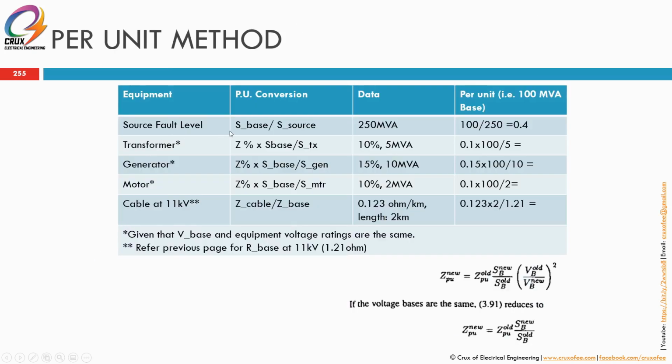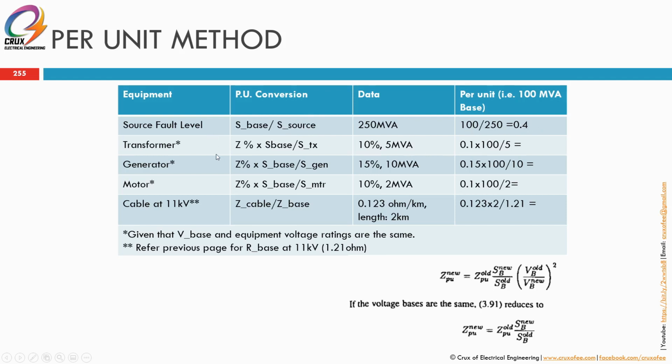So source fault level, this is if it's given by TNB. For example, you are incorporating TNB, they give you, okay, their fault level there is 23 kA, for example. So the 23 kA you convert to fault level, which is 23 times root 3 times 132 kV, then you get MVA. So in this case, we use 100 MVA base. Let's say that TNB gives you a 250 MVA fault level. So the source per unit impedance is the S base divided by the source fault level, so 100 divided by 250.